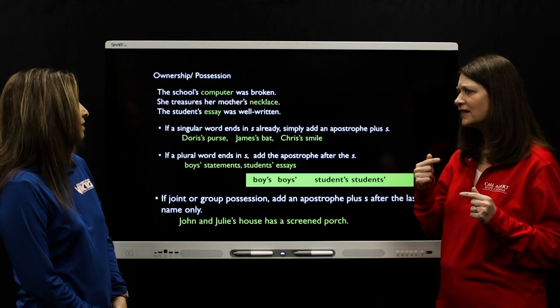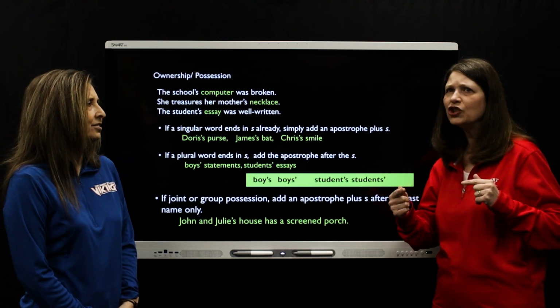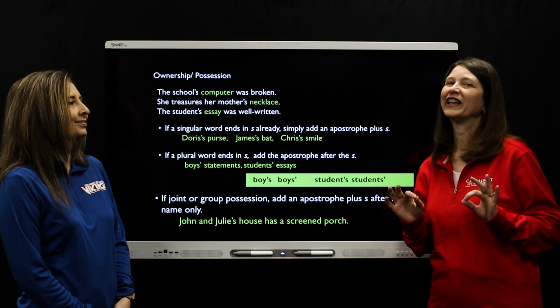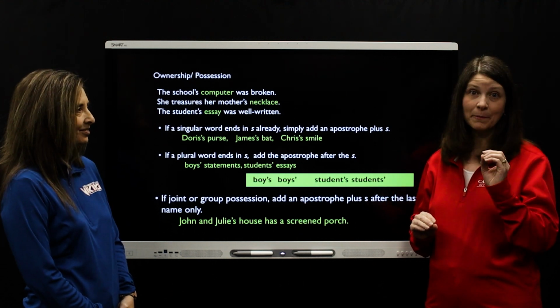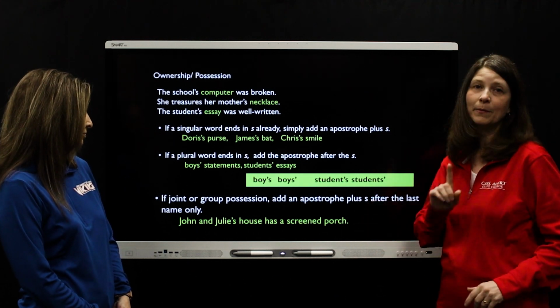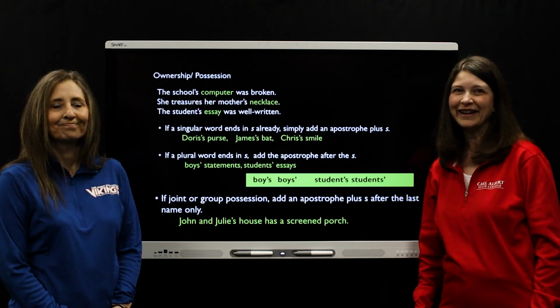Now, let's say that it said something like John's and Julie's heart surgeries went well. Okay, now they can't own the same heart. So I would give John an apostrophe S and Julie an apostrophe S in that case. But as long as it's joint ownership, apostrophe S after the second name only.